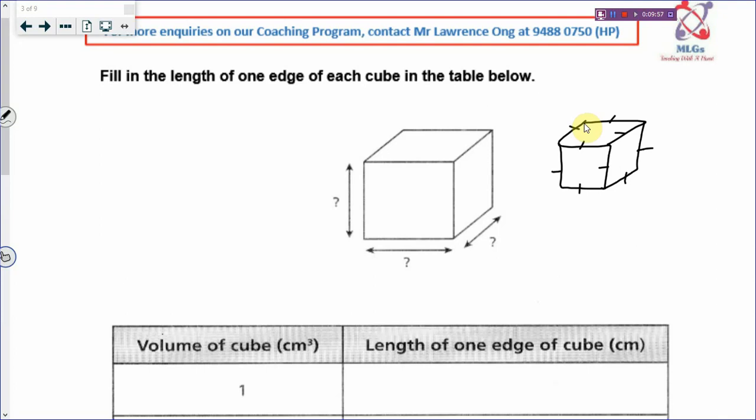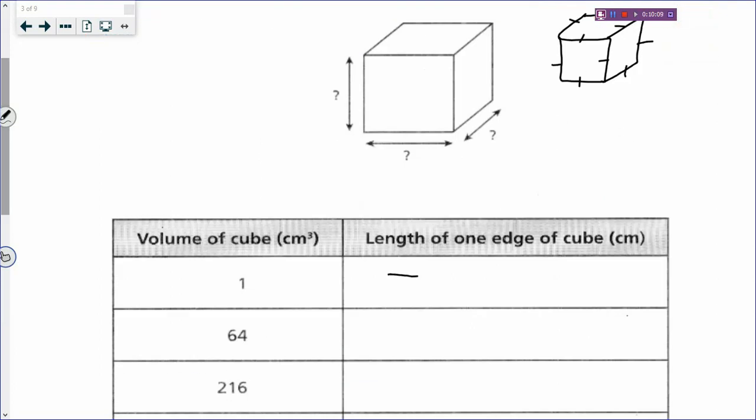Alright, so how do we find the length of one edge or one side? If you are given the volume of a cube, then how do you find one side of the cube? Then you will need to find the cubic root of the volume. So if the volume is 1, then what is the cubic root of 1? Which is still 1. What does that mean?